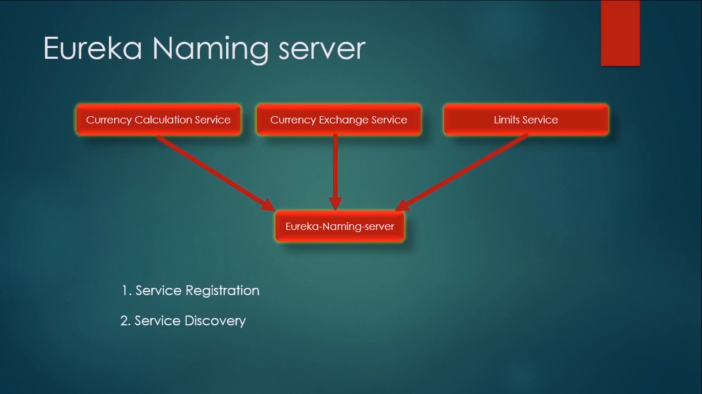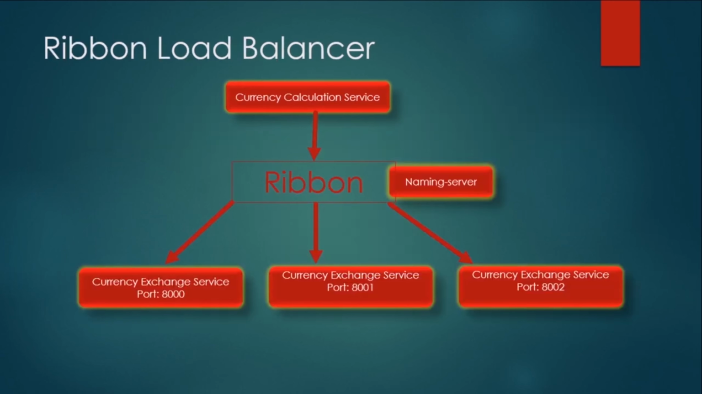Let's understand the problem statements first. Why do we require the Eureka naming server? Currency calculation service is talking to currency exchange service via this load balancer, and we have two instances of this currency exchange service running. So what if I want to make a third instance up and running? Will the load be distributed directly to all three instances of currency exchange service?